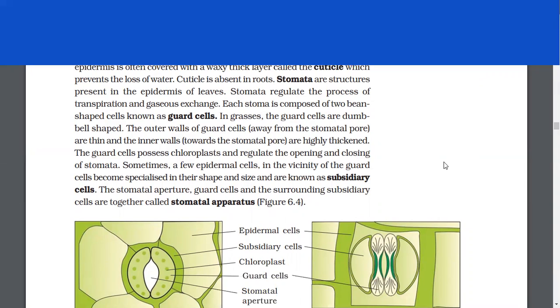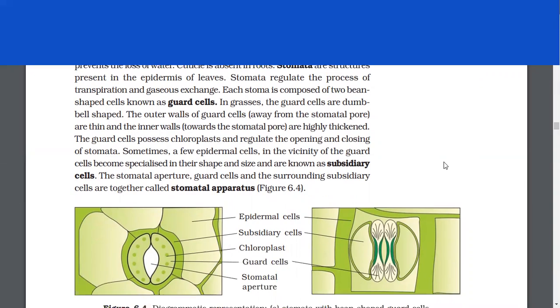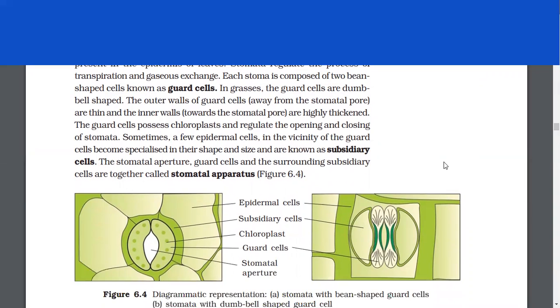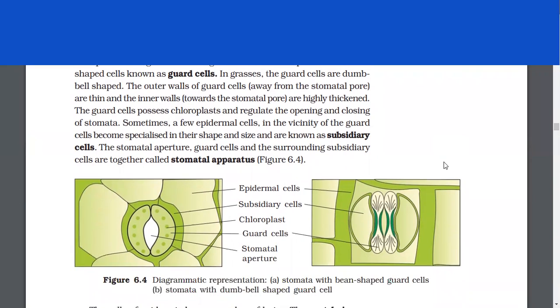Each stoma is composed of two bean-shaped cells known as guard cells. In grasses, the guard cells are dumbbell-shaped. The outer walls of guard cells are thin and the inner walls are highly thickened. The guard cells possess chloroplasts and regulate the opening and closing of stomata.